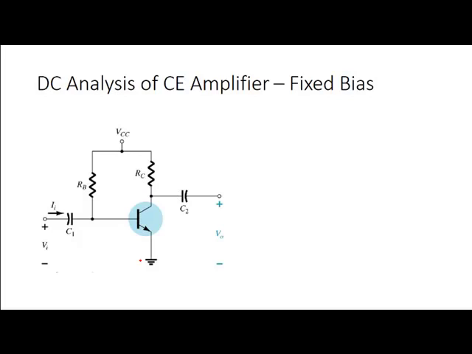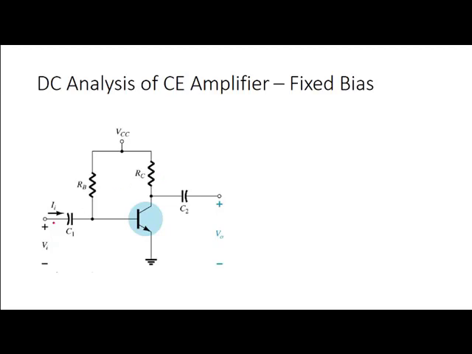Hi, in this video, let us see how to perform DC analysis of a fixed bias common emitter amplifier. The circuit of the common emitter amplifier is shown on the left side of the screen. This is the circuit. VCC is the DC supply source. Resistors RB and RC form the biasing network.